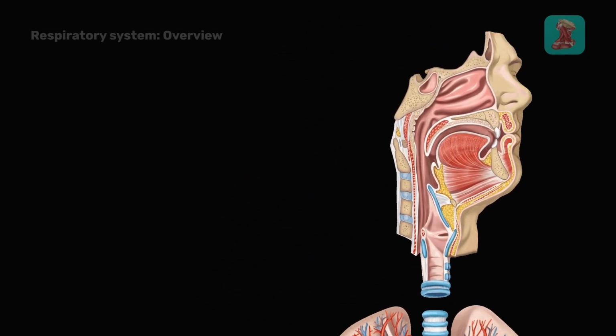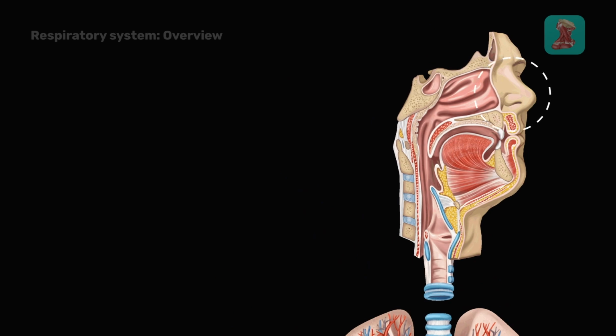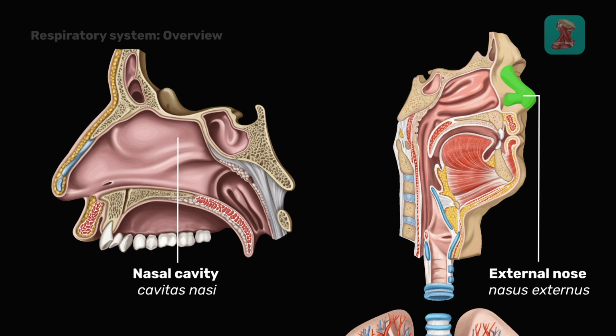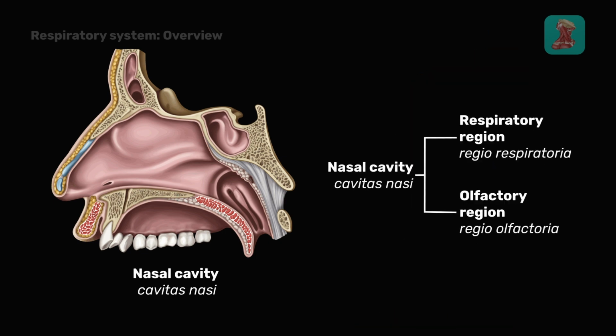The respiratory tract originates from the nasal region, which includes the external nose and the nasal cavity. The nasal cavity then is divided into respiratory and olfactory regions. The respiratory region consists of nasal meatuses, which conduct air.